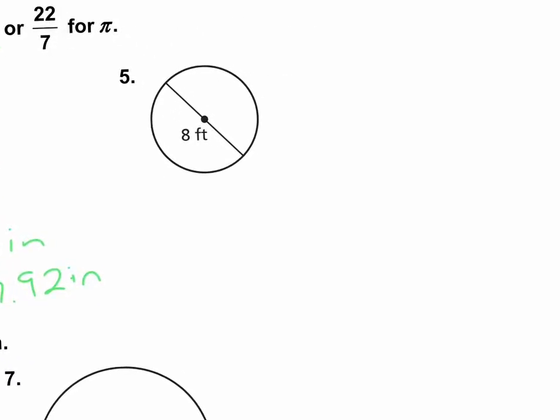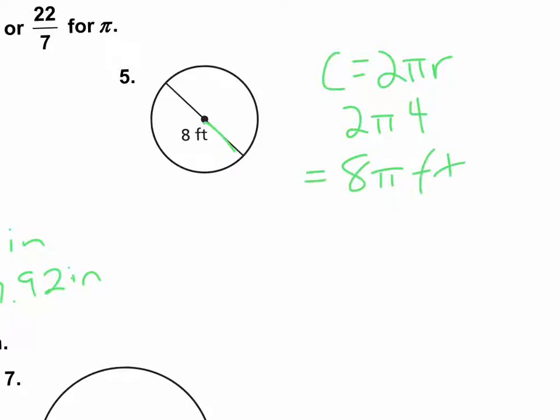Okay, moving on, number 5, again, circumference is equal to 2 pi r. So radius would be half of that because that's the diameter, so it would be 4, so 2 pi times 4, 2 times 4 is 8, and so 8 pi feet would be my exact. My approximate, I'm going to take 8 times 3.14, which gives me 25.12 feet. Okay, so that's my exact, that's my approximate.